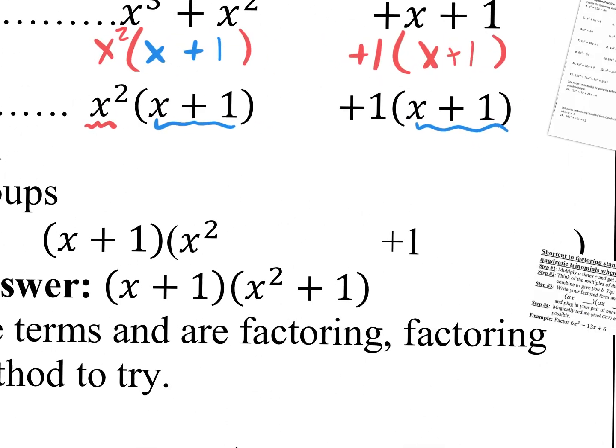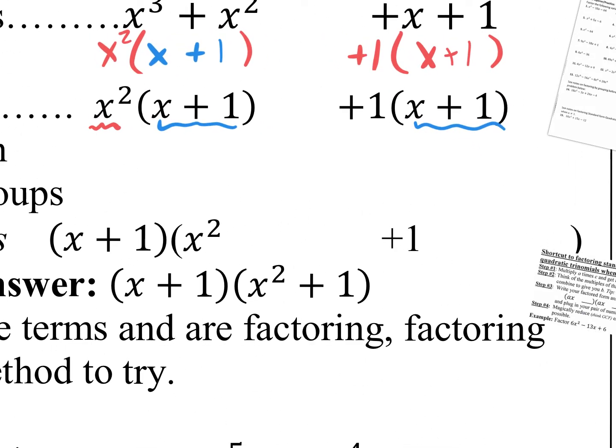So let me zoom in again, and let me show you this. I want to do some exaggerated parentheses, some big giant parentheses, and I am going to pull out both of these x plus 1s, and put it out here in the front. So I'm going to pull out that x plus 1 and put it out there in the front. Now, if I do pull out the x plus 1, what's going to be left? X squared. And if I do pull out the x plus 1, what's going to be left? A 1.